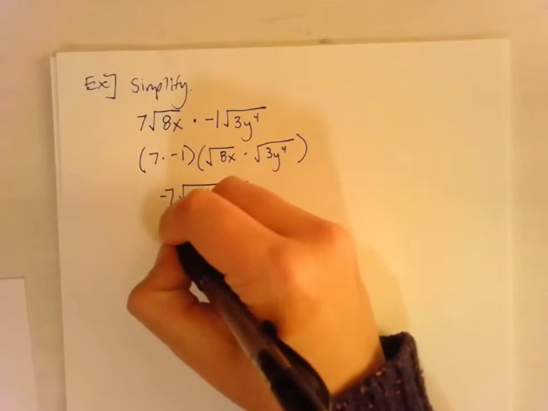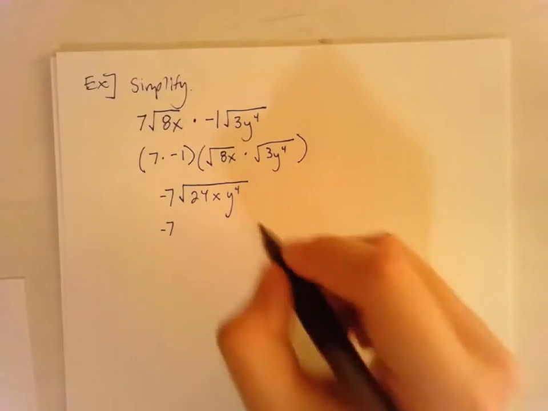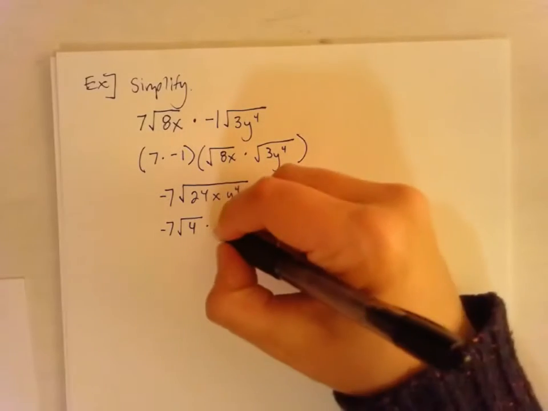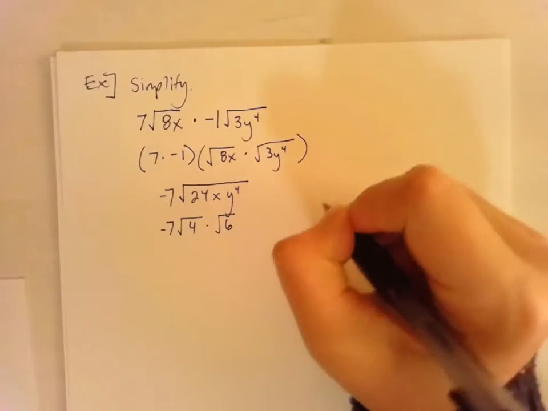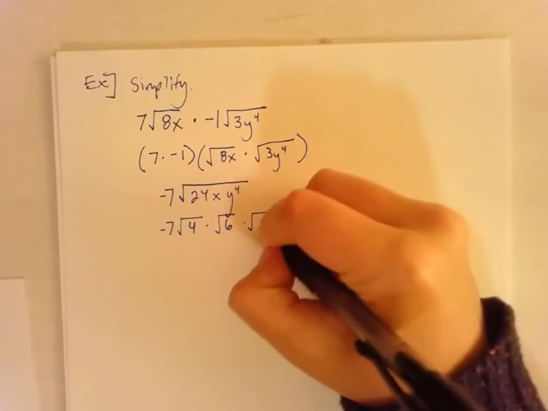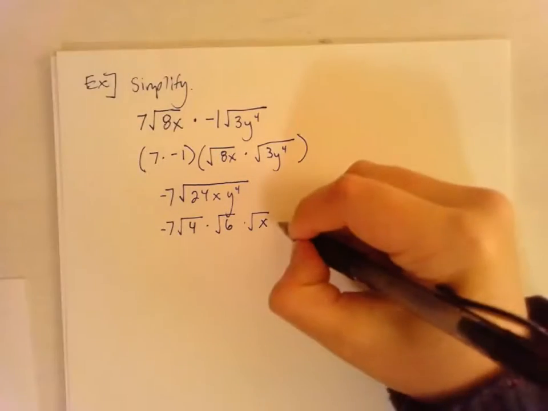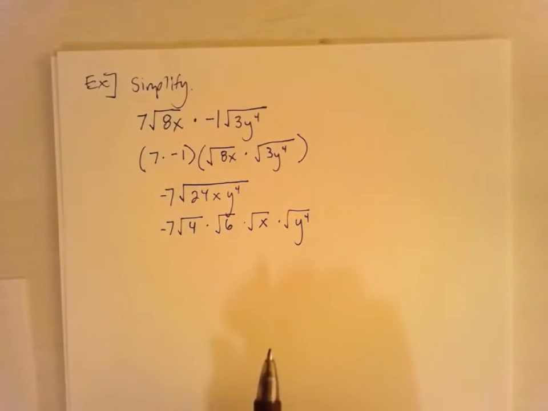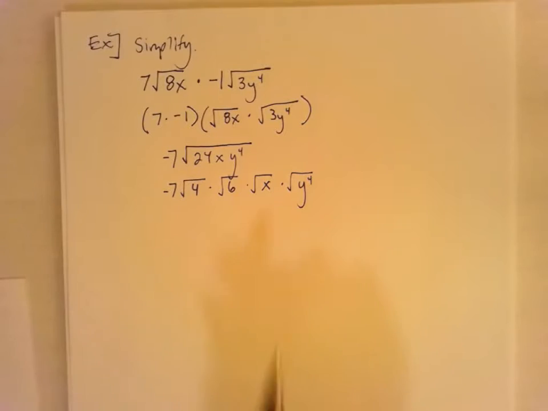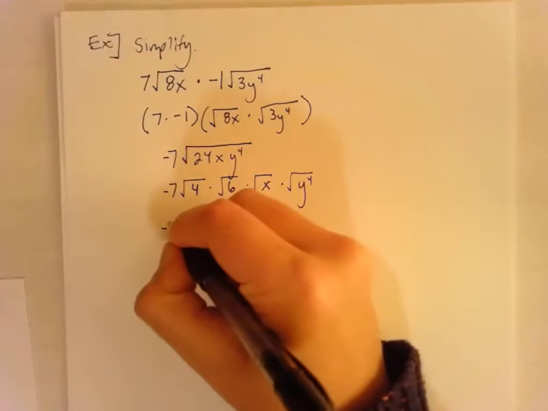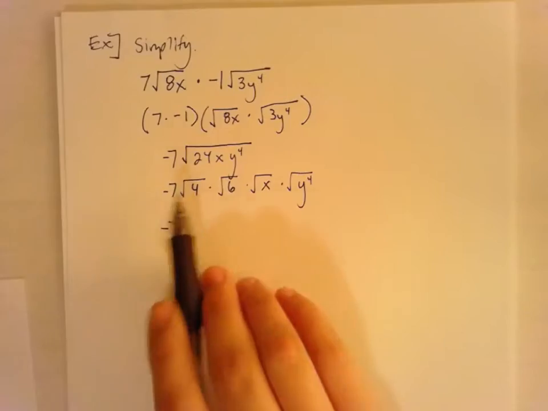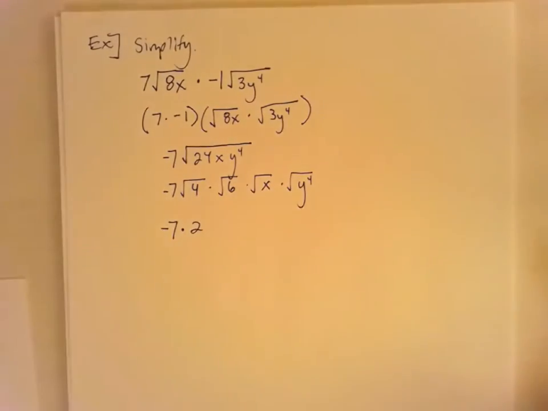I know that radical 24 can be broken up as the square root of 4, which is my perfect square, times the square root of 6. I know I can't do anything with square root x, I'm just going to write that again. And y to the fourth is also a perfect square that's going to break down. So now that I have everything written out, I'm going to start rewriting everything simplified. I know I still have my negative 7 out front. And then I do times. I know that radical 4 just becomes a 2, and now that I took care of it, I'm going to cross it out.